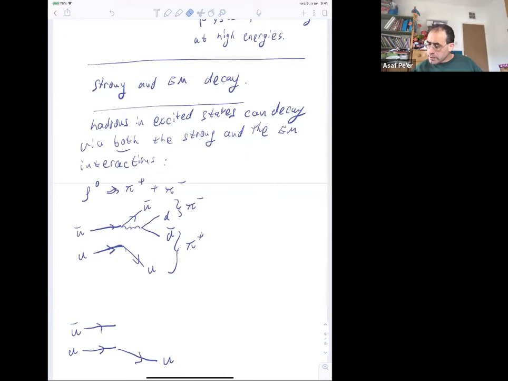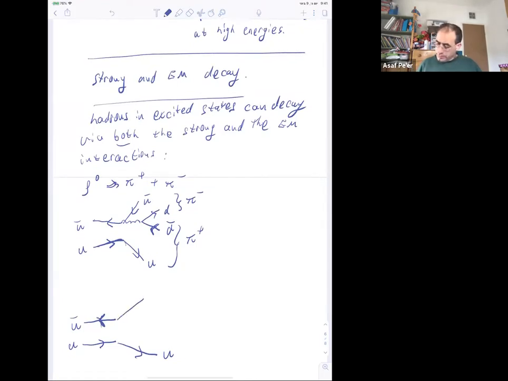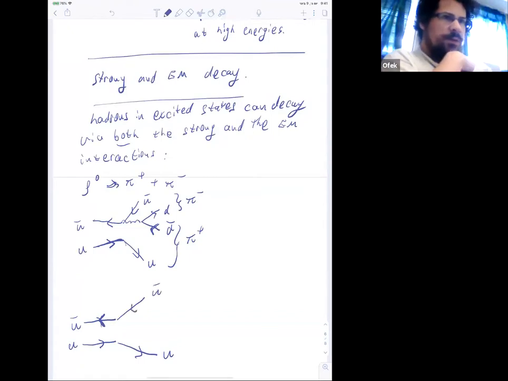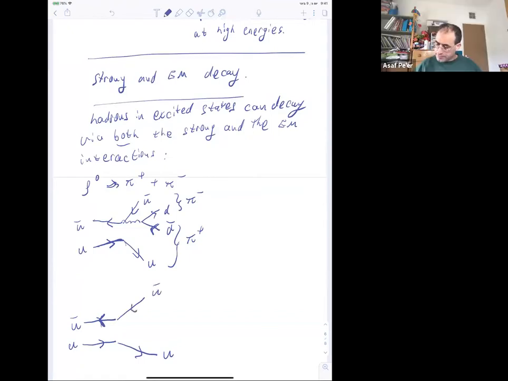Guys, correct me when I'm making stupid mistakes. You reverse the arrows because of the sign of the charges? Yes.